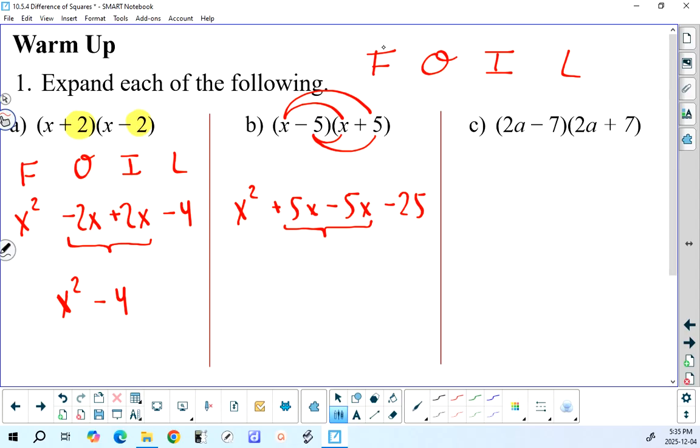They don't always add together to give nothing. We've had many examples where they don't. So these examples are special. What we're left with is x squared minus 25.